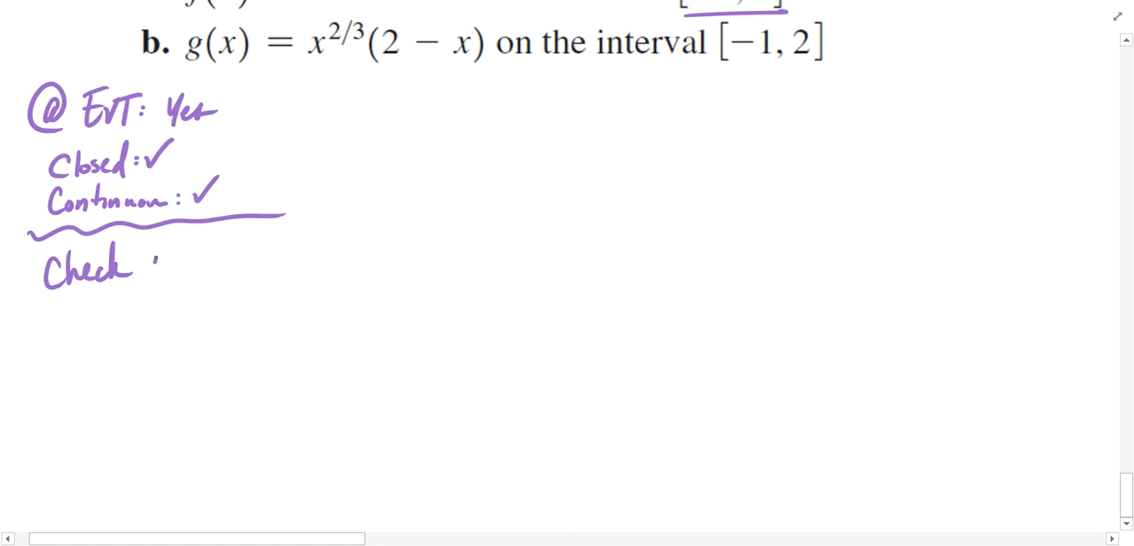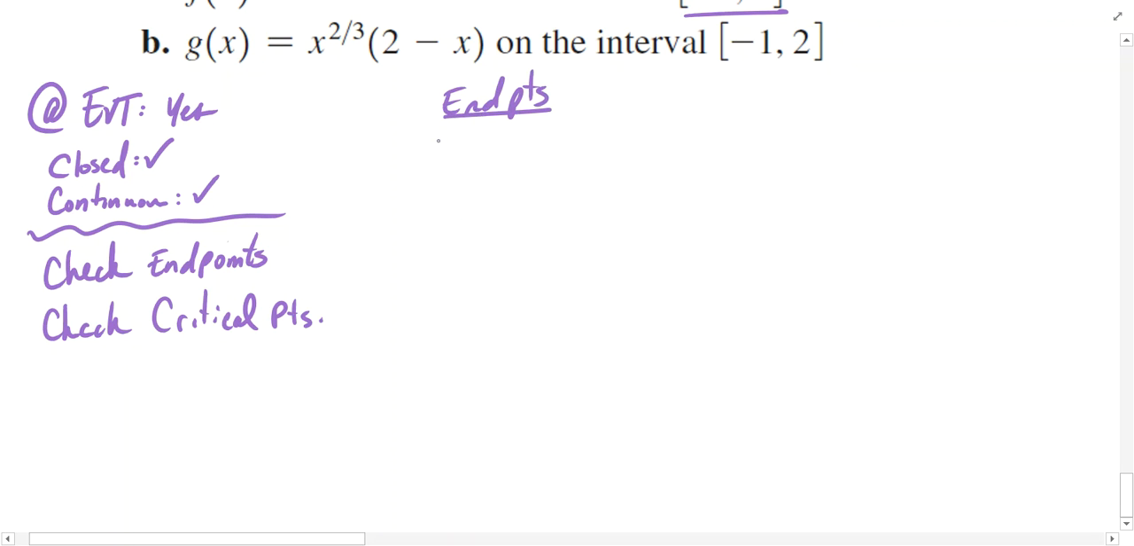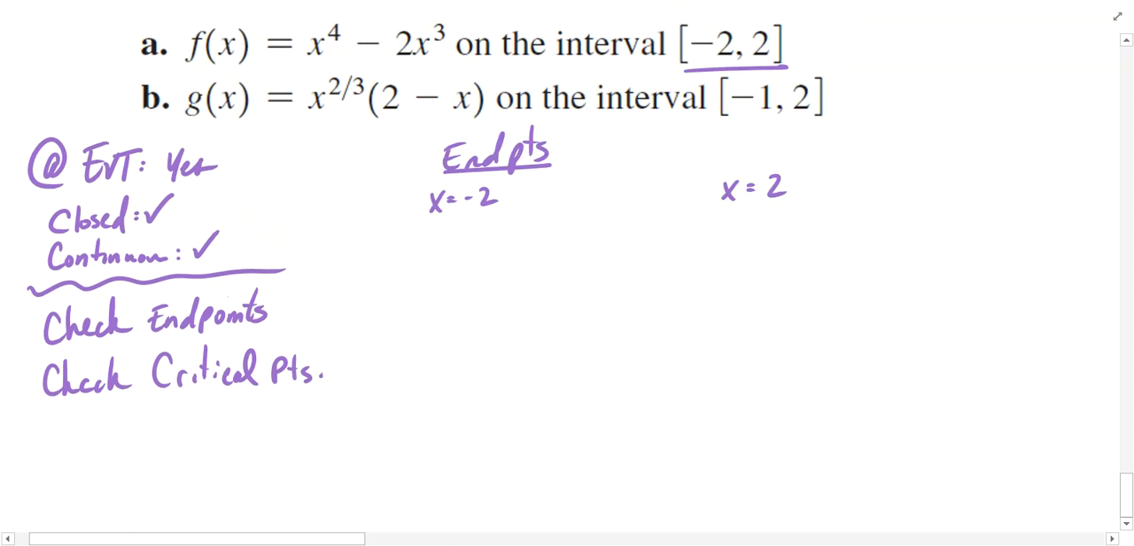What we need to do are check the endpoints of the interval, and we also need to check the critical points. And critical points, of course, are where the derivative is equal to 0 or where the derivative doesn't exist. So endpoints, let's do that first. Those are going to be easy. Endpoints occur at -2 and endpoints occur at +2.